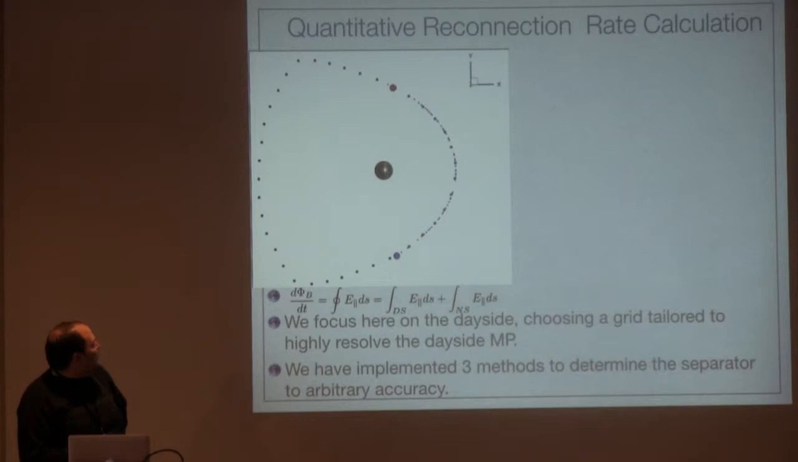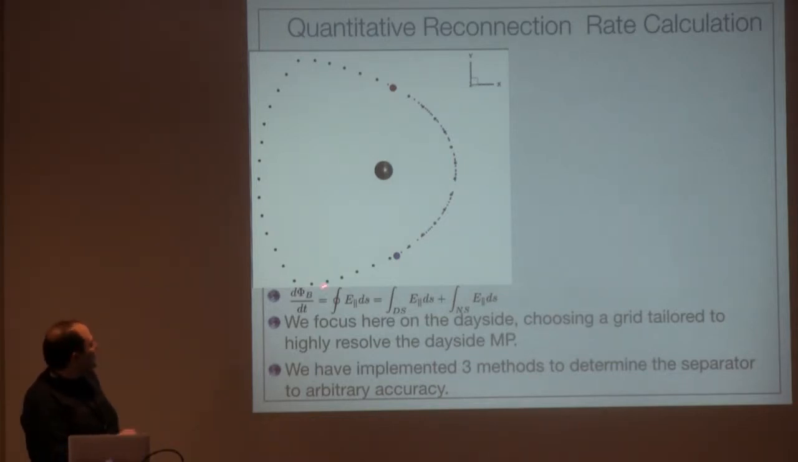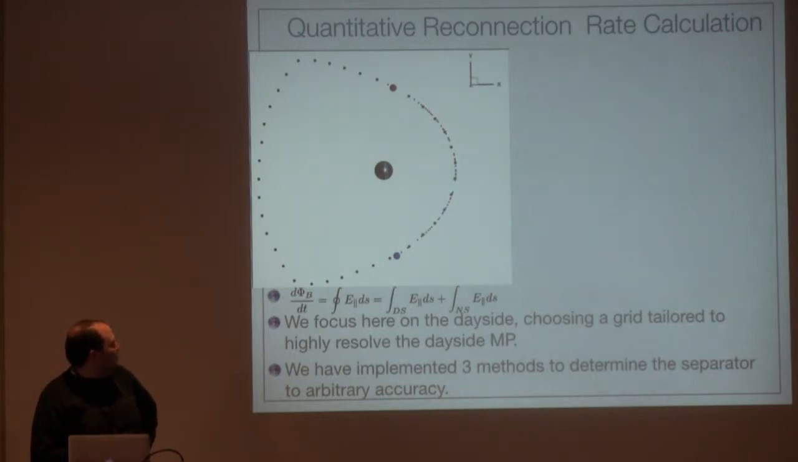And if you think about how you would calculate the reconnection rate, once you know this, you can just integrate around here. You can use Faraday's law, and you know that the change of magnetic flux has to equal the path integral of V dot dl. And so just that E parallel integral around here can tell you the rate of change of flux.